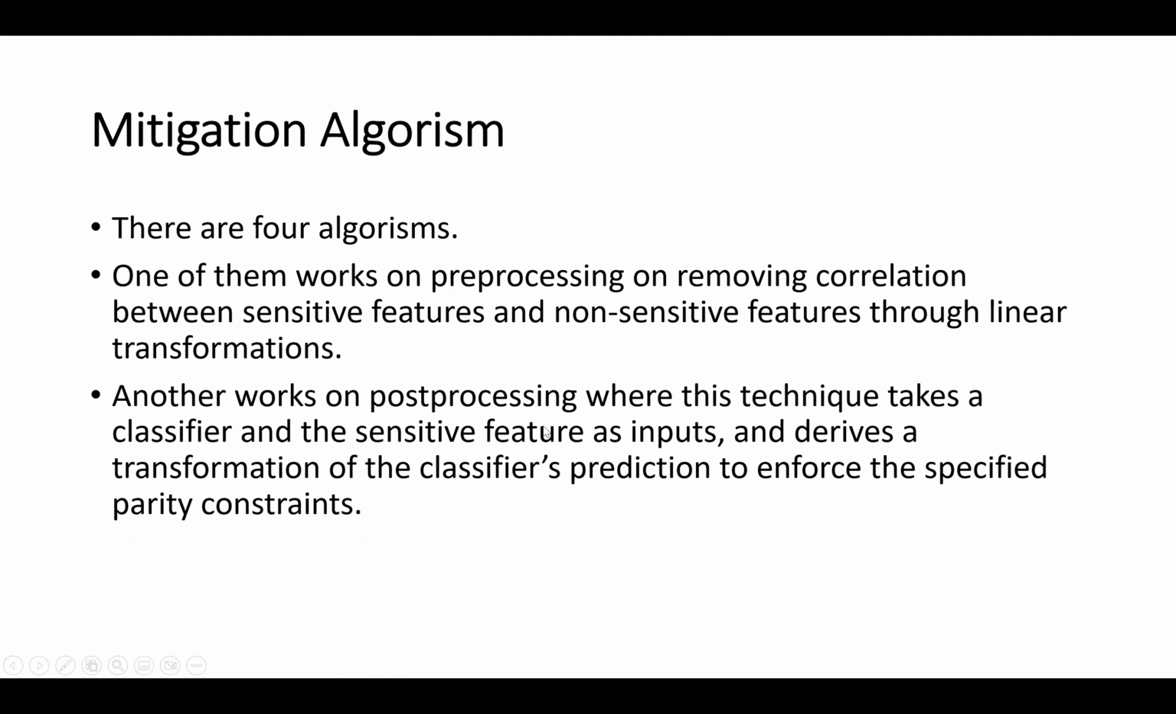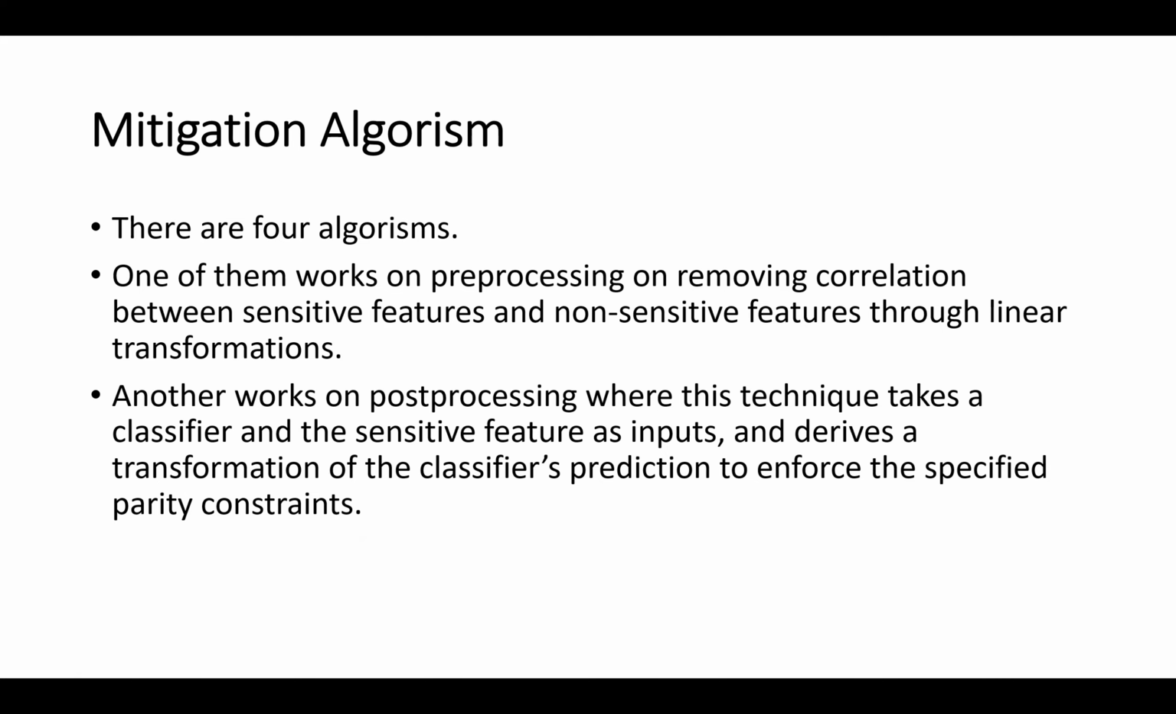Other mitigation algorithms work on post-processing, and this is for the model prediction after you create the model. The classifier makes a prediction, and this prediction can be biased. So what happens for this mitigation algorithm is they take the classifier, okay, this is number one, and they take the sensitive feature as inputs.